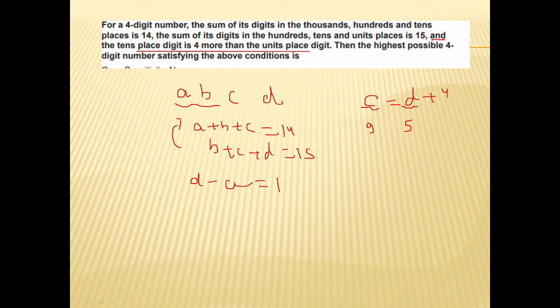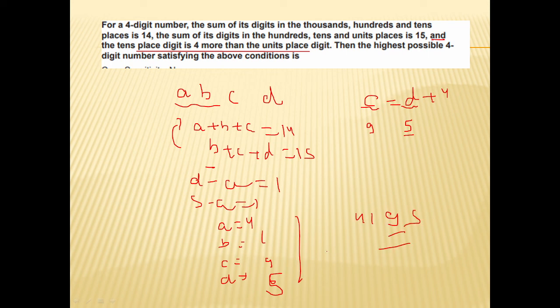Okay, so now since D is 5, so 5 minus A equals 1, A equals 4. B we have to figure out. C is 9, D is 5. Now put in any equation, B, 9, 5. Where I made the mistake: D is 5, my bad. So B plus 9 plus 5 equals 14, so B equals 0. The number is 4095 is your answer.